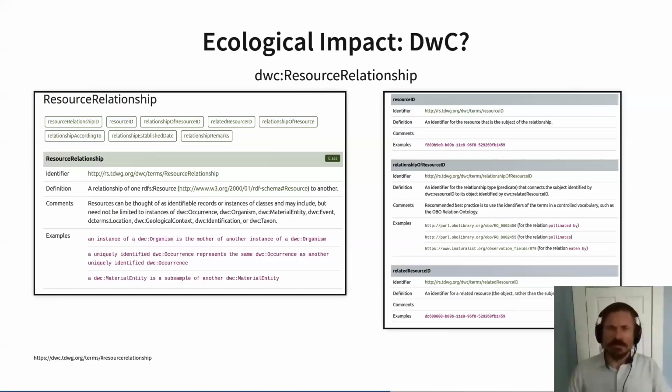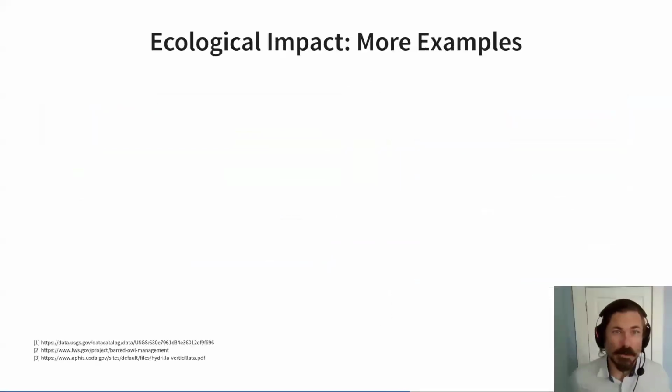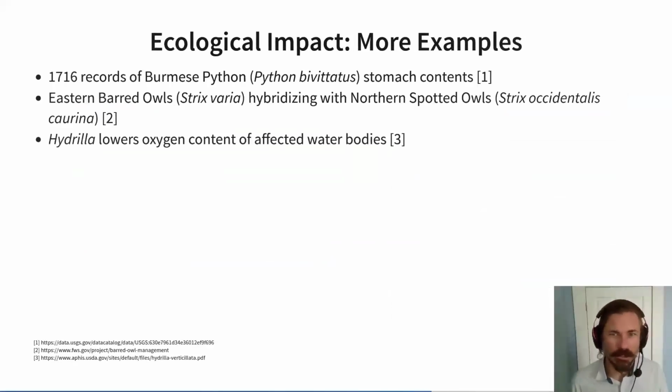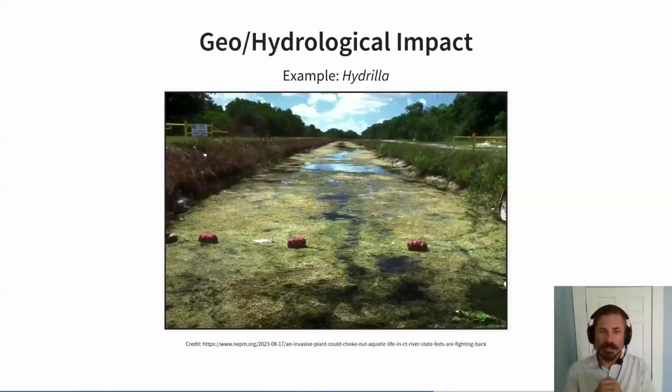So these are kind of the pathways that Darwin Core already has to encode ecological impact, but that's the best case scenario, that you have ecological impact. If you have other kinds of impact, then it's not so easy. So here's some other, I'm sure you guys could all come up with 100 examples of ecological impact of invasive species. But let me talk about a couple of other types of impact.